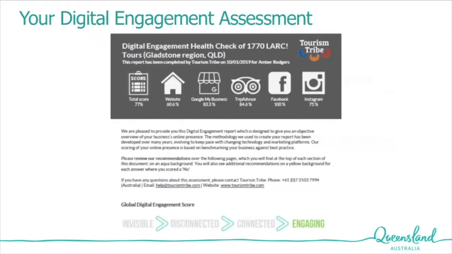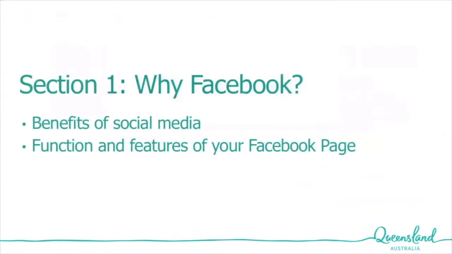Now, your digital health check included looking at Facebook, and you would have received a score on that. So you might like to just pause the video again and go and have a look to see what your score was on Facebook and what you were advised in terms of some tips to improve your Facebook performance. I'm sure we'll be addressing those ideas in much more detail in this presentation. So let's start with section 1, why Facebook.